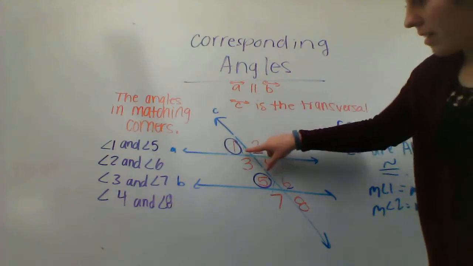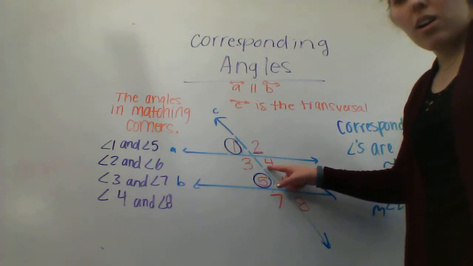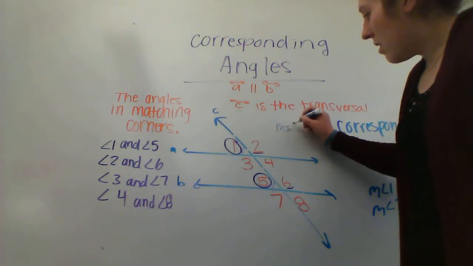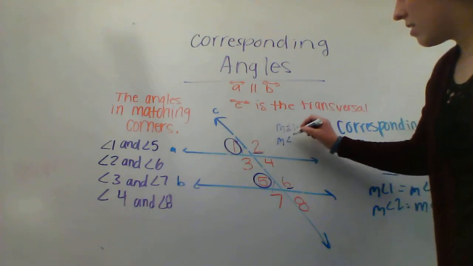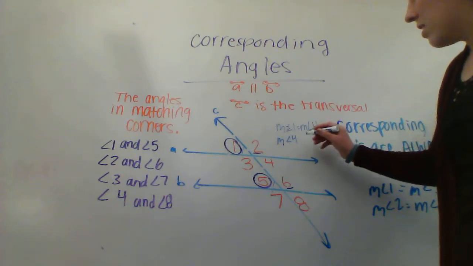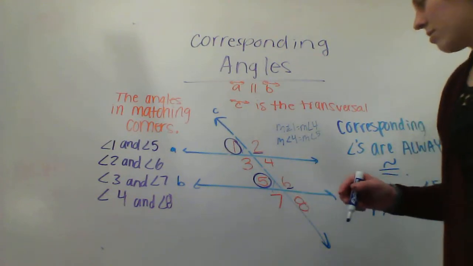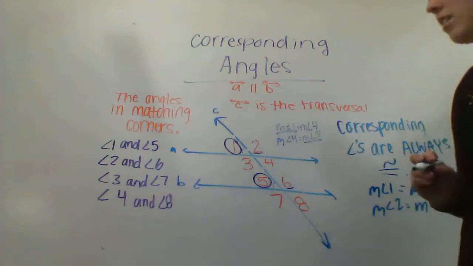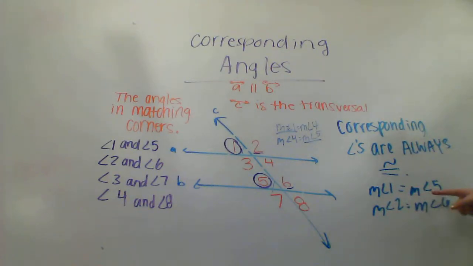We also know that angle 1 is a vertical angle to angle 4. So the measure of angle 1 is equal to the measure of angle 4. The measure of angle 4 is equal to the measure of angle 5 because they're alternate interior angles. So we know that the measure of angle 1 is equal to the measure of angle 5, which is what we said. The measure of angle 1 equals the measure of angle 5.